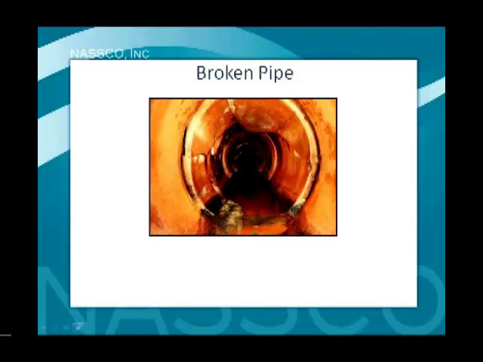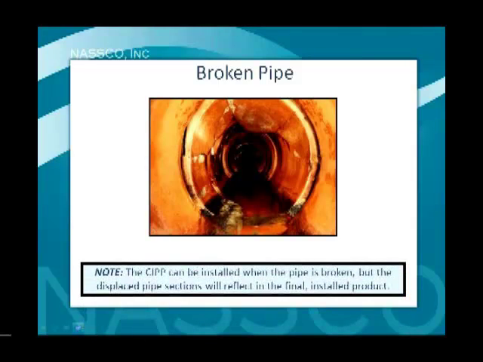First up is broken pipe. Broken pipe is by definition a pipe that has become cracked or fractured and the pieces have started to move or be displaced. The CIPP can obviously be installed when the pipe is broken, but the displaced pipe sections will obviously reflect in the final installed product.